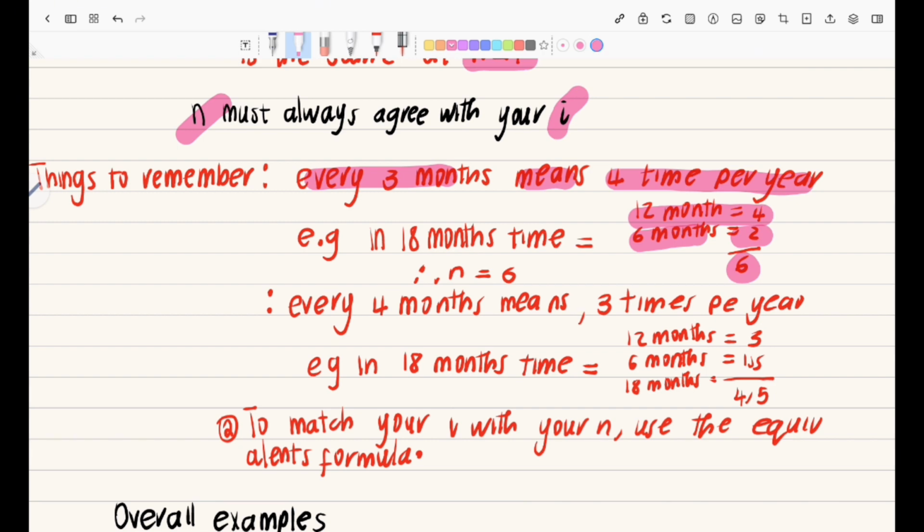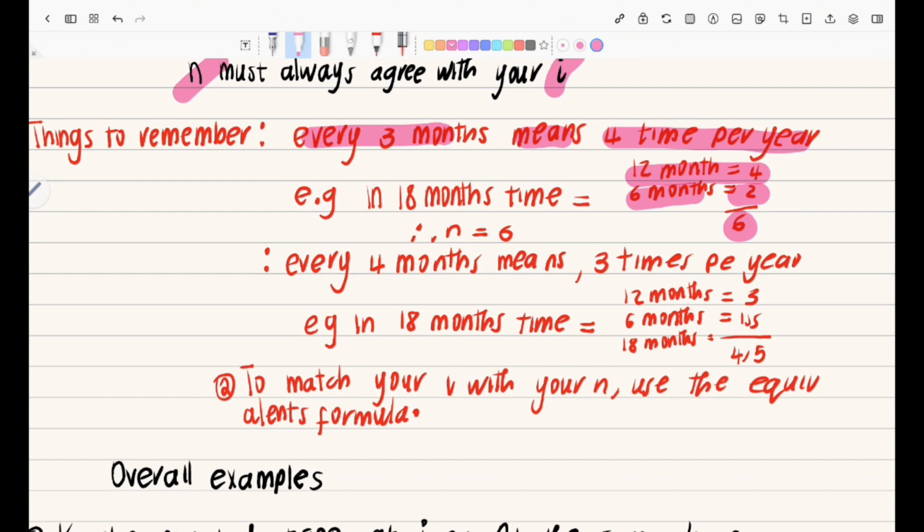So if they are telling you that the interest is earned every 3 months, it means that it's being earned 4 times per year, and your n needs to match your i. So if it's occurring 4 times per year, in 1 year it occurs 4 times, in half a year it occurs 2 times, 12 plus 6 is 18, so in 18 months it occurs 6 times, right?